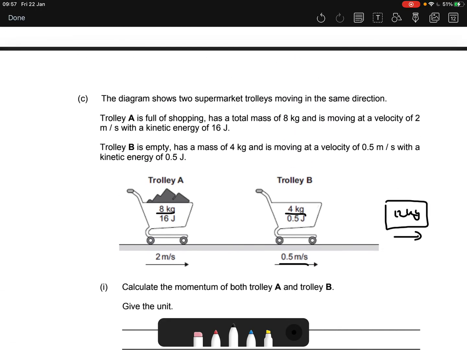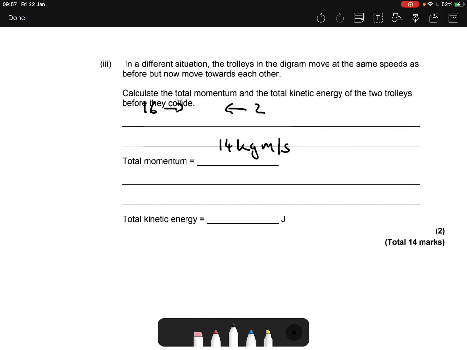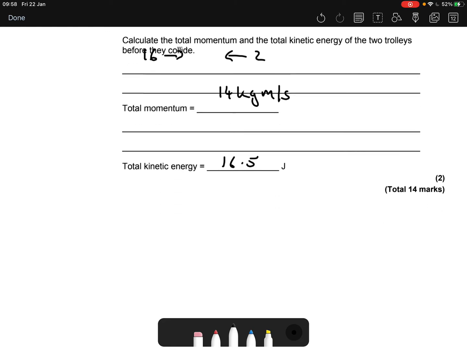Tell me the original kinetic energy. Yes, kinetic energy of 16, 0.5. So that will just be 16 plus 0.5. So it's 16.5 joules.